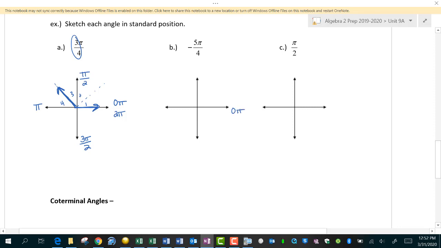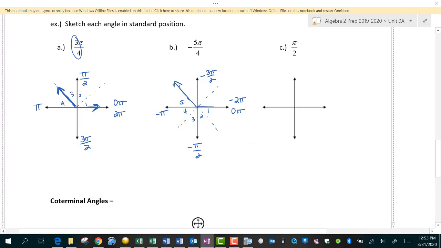Likewise, negative 5 pi over 4. Again, I start with 0 pi, negative pi over 2, negative pi, negative 3 pi over 2, and then negative 2 pi. If I want 5/4, I might break this up into fourths again. So I would have 1, 2, 3, 4, 5/4. And because it's a negative angle, we have clockwise rotation.